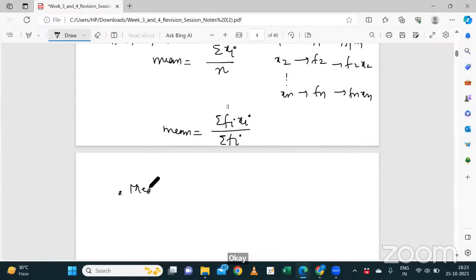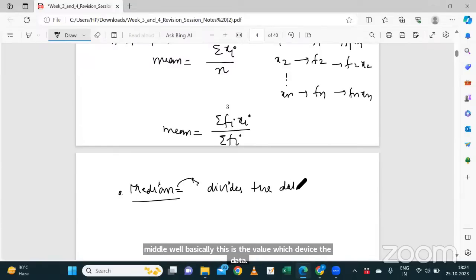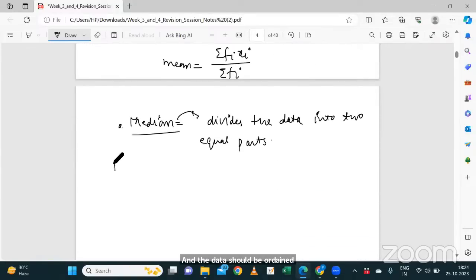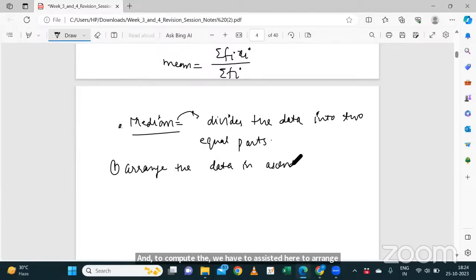And median is what? To compute the median, we have to arrange the data. Median gives the middle value. Basically, this is the value which divides the data into two equal parts. And the data should be ordinal. To compute the median, the first step is to arrange the data set in ascending order, right?